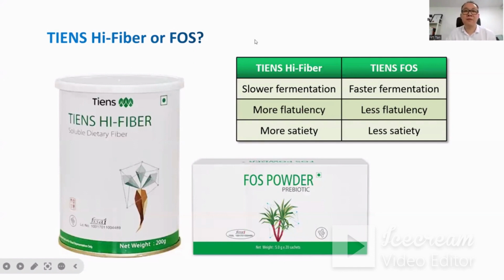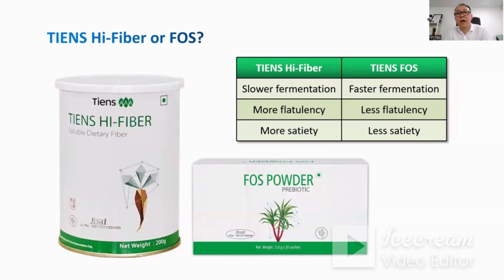People may say if you have no budget, you can go for the lower price one. But besides the price, if we are not talking about the price, there are two references. If you want to make a choice between high fiber and FOS, this is a reference that you can refer to.